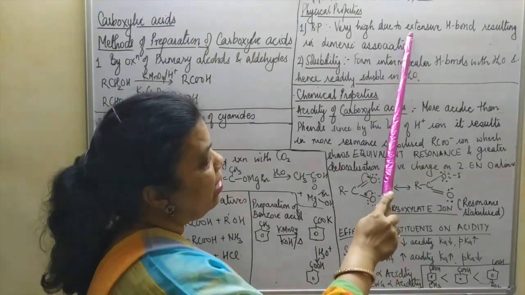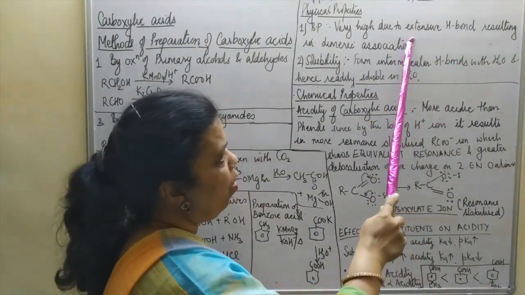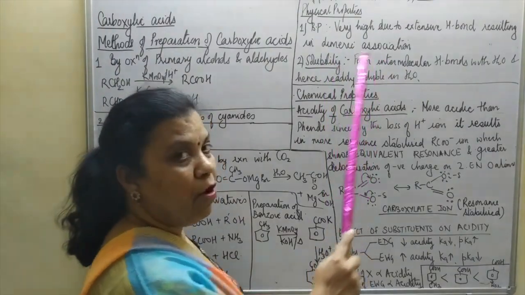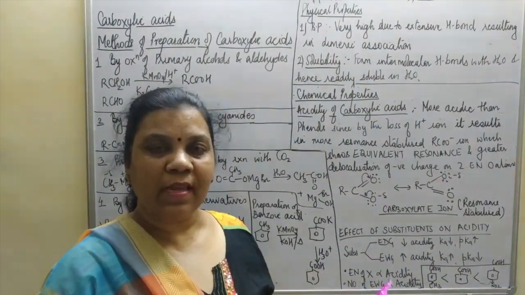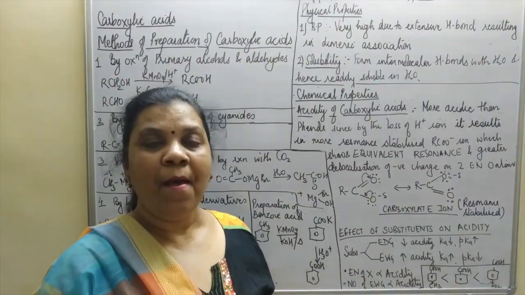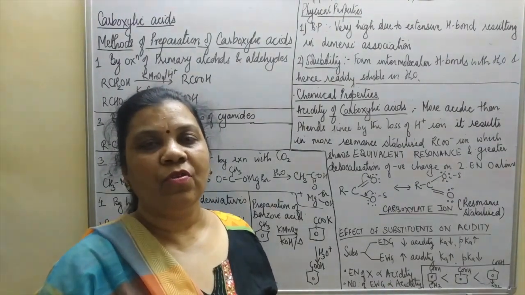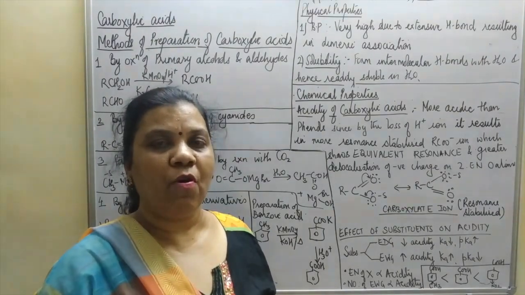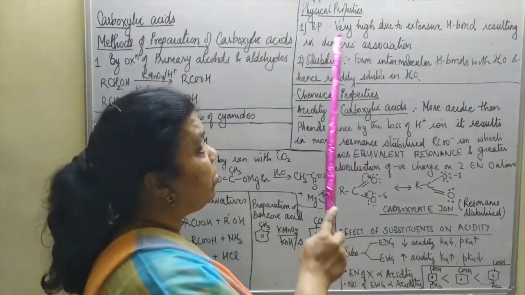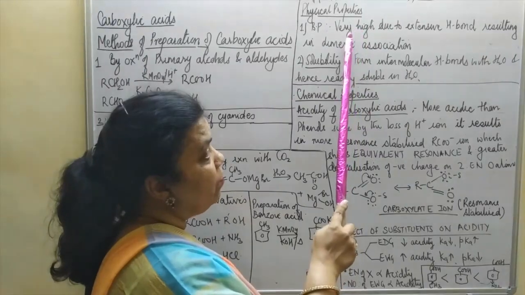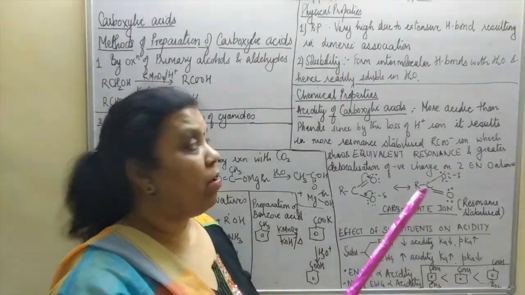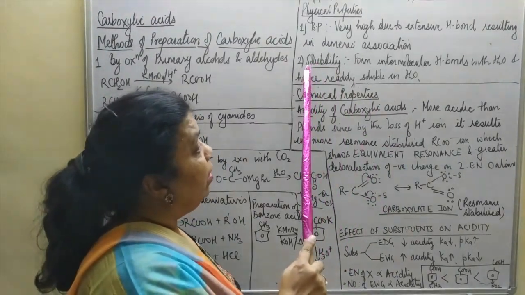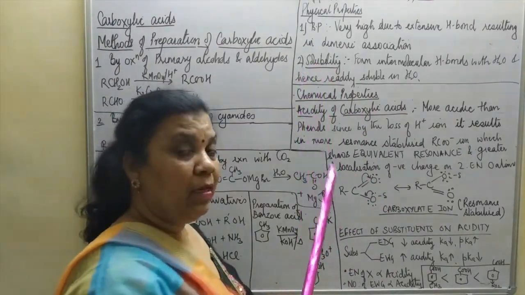The reason is they form extensive H bonds, which results in dimer formation. Dimeric association: the two molecules of carboxylic acid are held together by intermolecular hydrogen bonds, resulting in the formation of dimers, due to which they have very high values of boiling point, even higher than any other class of organic compound. Next, let's talk of solubility.